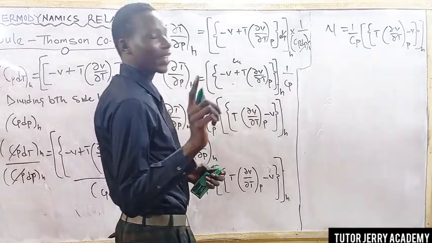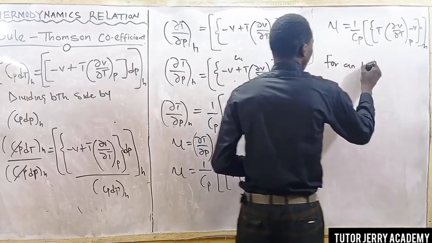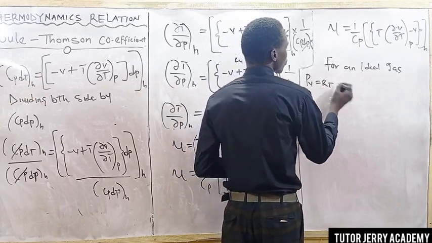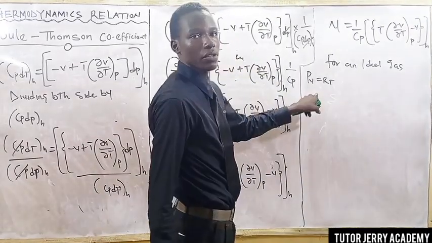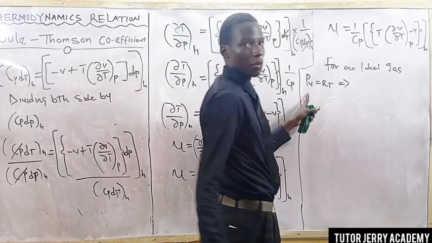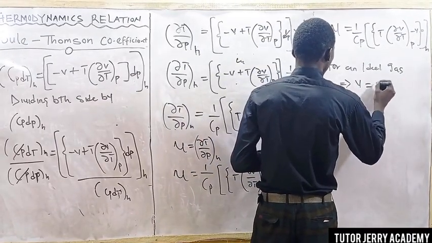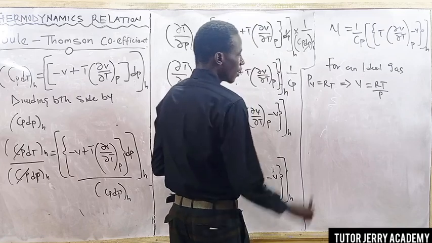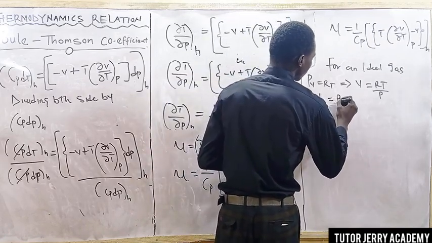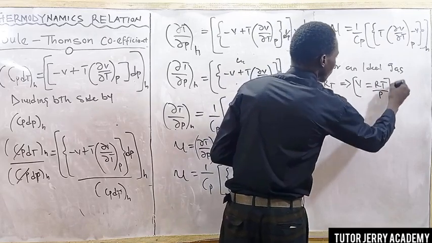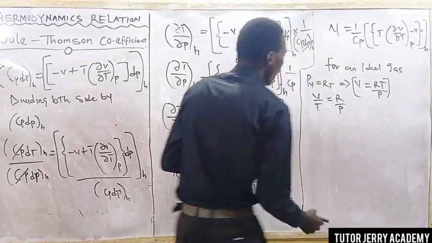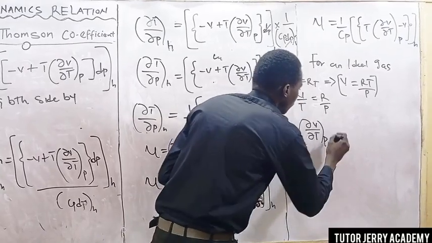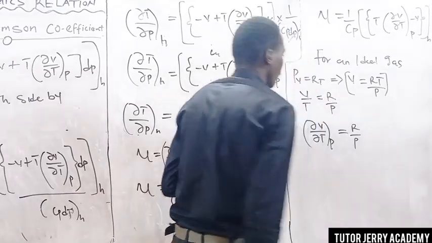Now for an ideal gas, we know that PV equals RT. If we make V the subject of this relation, we have V equal to RT all over P. We can as well make V over T the subject of this relation. If we do that, V over T will be equal to R over P. If we differentiate this with respect to T, we have the partial derivative of V over the partial derivative of T, keeping P constant, equal to R all over P. So this is what we have.